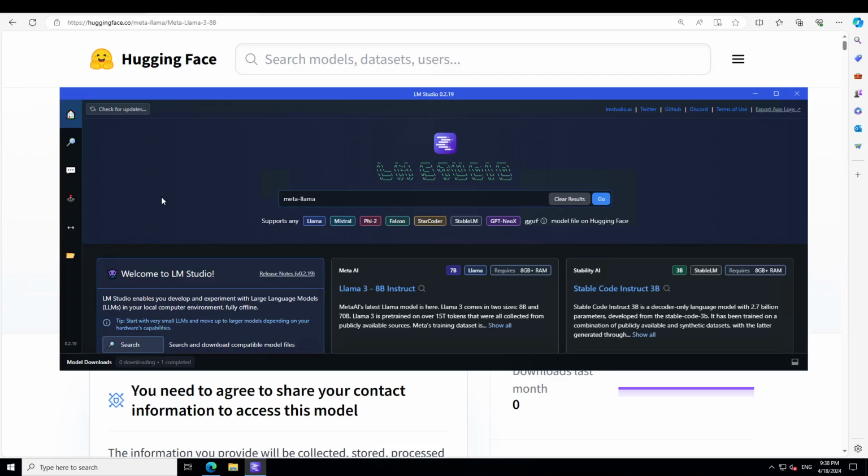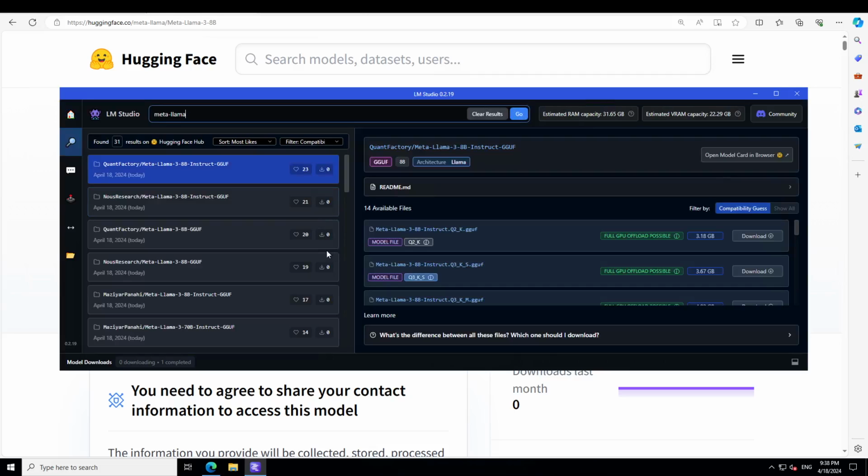So launch LM Studio. If you are not aware what LM Studio is, I have done various other videos where I describe in detail what LM Studio is. So LM Studio is in front of you. Just type Meta Llama here, press enter, and you will see that a lot of people have already done the quantization. So I'm going to go with the first one.